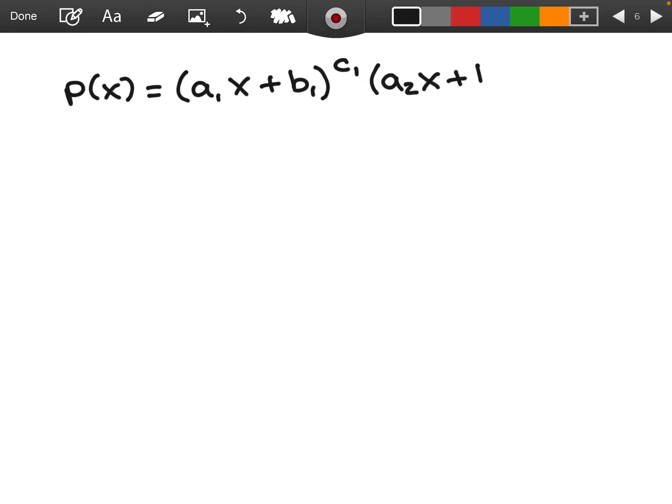The problem that you have is if it's not in this standard form that we've been looking at, of an x to the n all the way down to a0. Sometimes you may end up with a polynomial that could be in this form, where it has been factored.